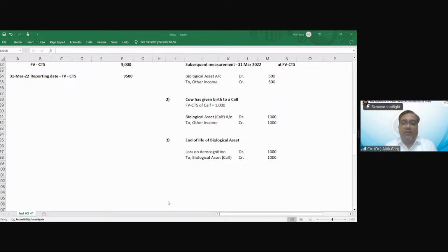So friends, now we will do some examples and illustrations from the ICAI study material. This is the entire accounting of biological assets and agricultural produce. Let's have a 10 minute break. It's 8:25 now. We'll start at 8:35 and solve some practical questions.